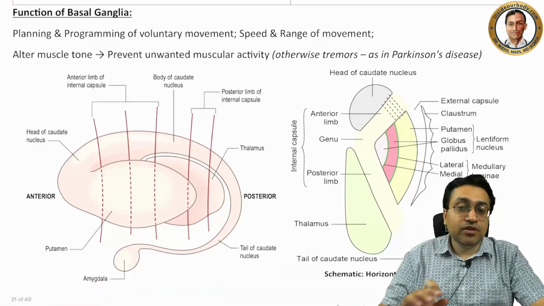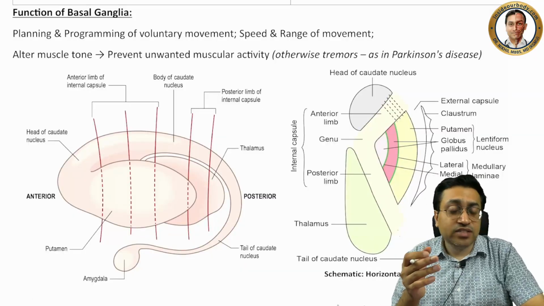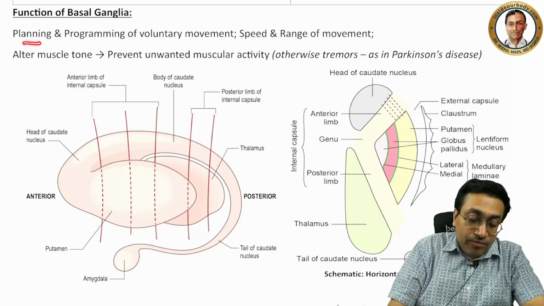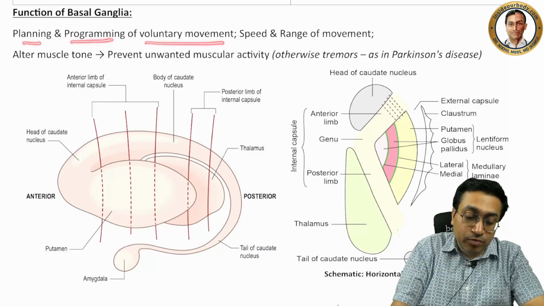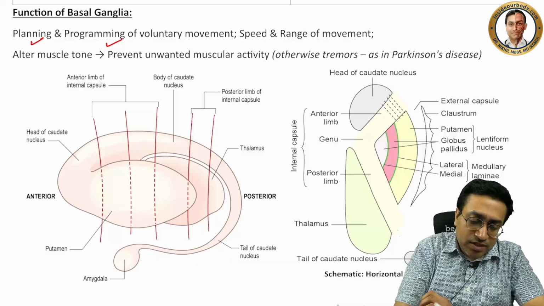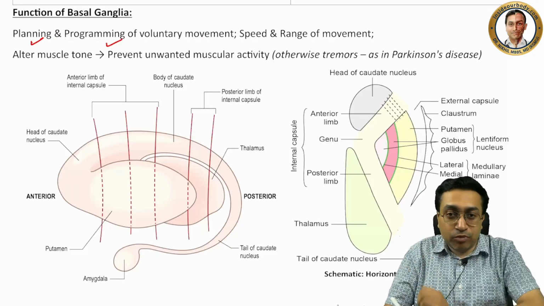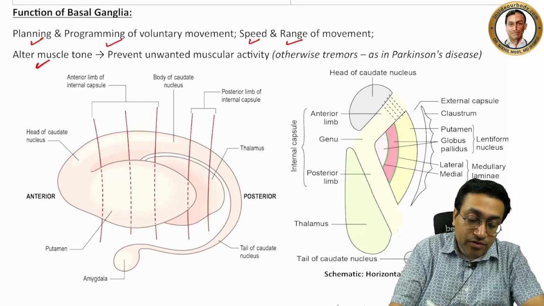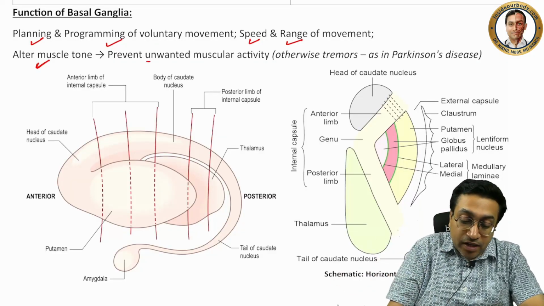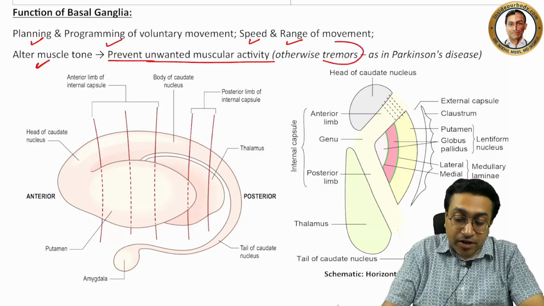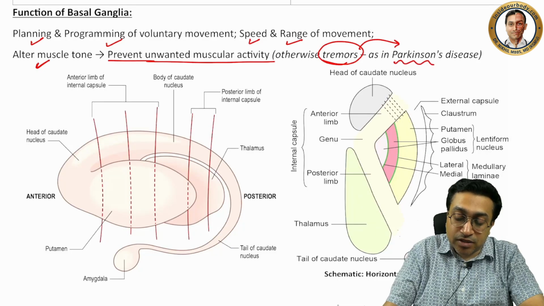So why we are discussing all this story is we should understand what is the function of this entire nuclear group. Number one, planning and programming of voluntary movements. Okay, I will give a very good example, you will be able to recall everything. Planning and programming of voluntary movement, speed and range of the movement, then alters the muscle tone by preventing the unwanted muscular activity, very essential. Otherwise there will be tremors as you see in the patients of Parkinson's disease.